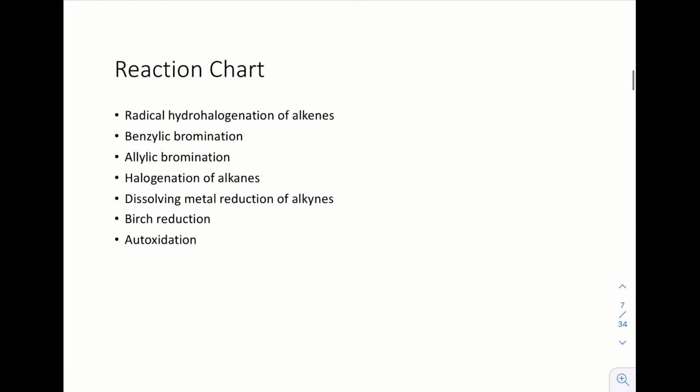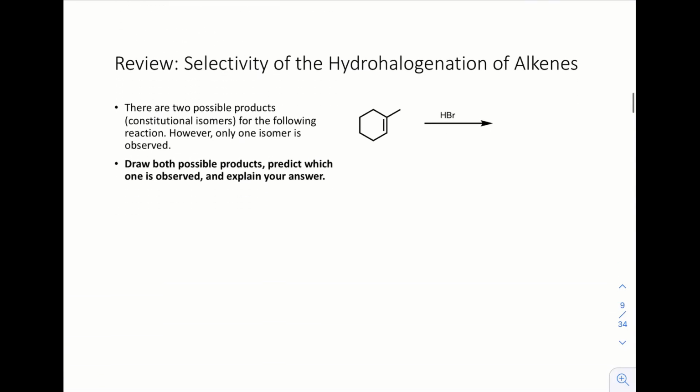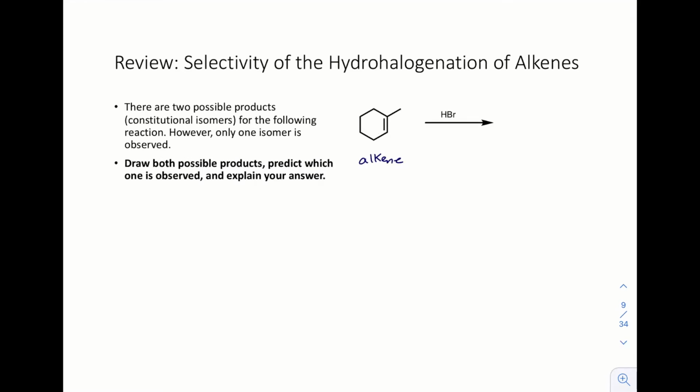So we have several reactions we're learning today. We'll come back to this reaction chart and summarize each of these reactions. For now, let's consider a reaction we have encountered in the past and pretty far in the past. And that is hydrohalogenation of alkenes.